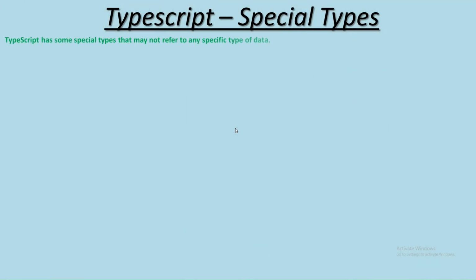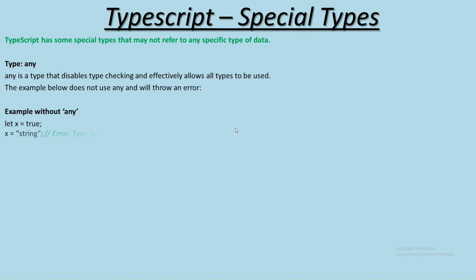TypeScript special types. TypeScript has some special types that may not refer to any specific type of data. The first one is type any. Any is a type that disables type checking and effectively allows all types to be used. The example below does not use any and it will throw an error.